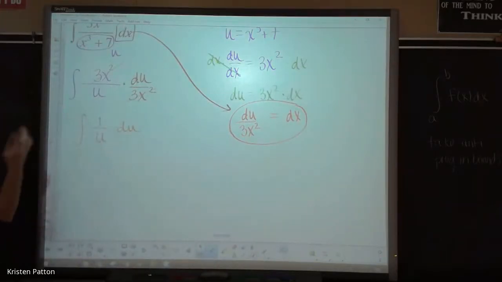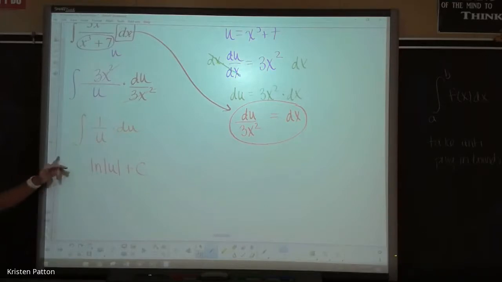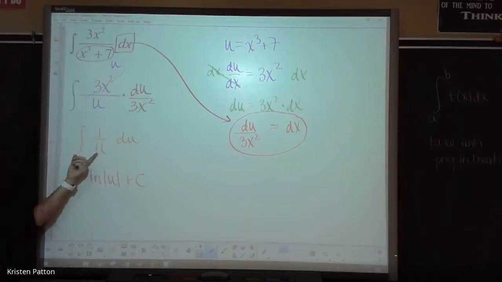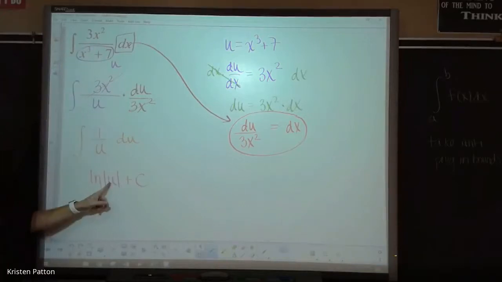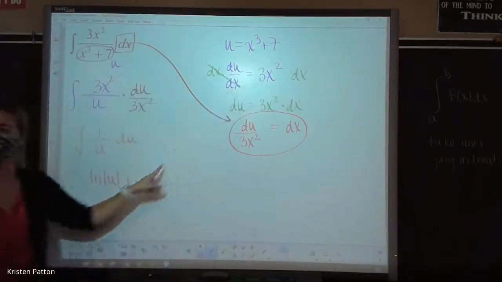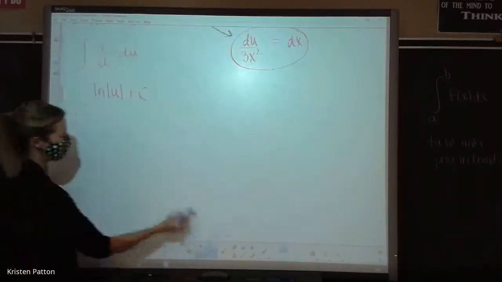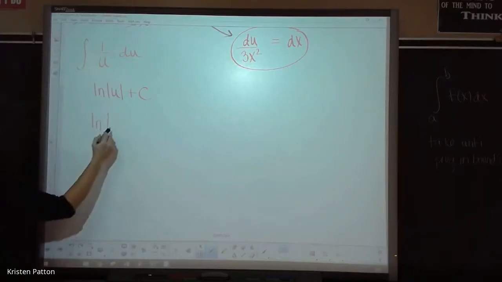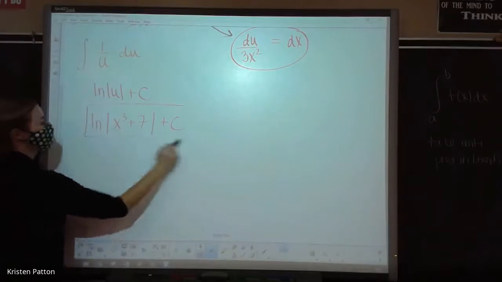The antiderivative, we've already said, is the natural log of the absolute value of u. But if we think about it, they didn't ask us from the beginning to find the antiderivative of a function of u. They wanted us to find the antiderivative of this function of x. So at the very end, let's put our x's back in. Remember, u equals x cubed plus 7. So my final answer is the natural log of the absolute value of x cubed plus 7.